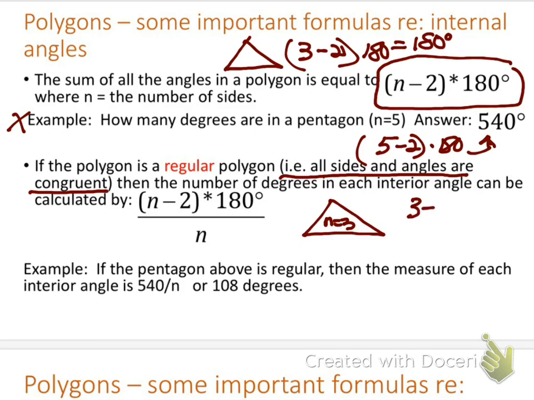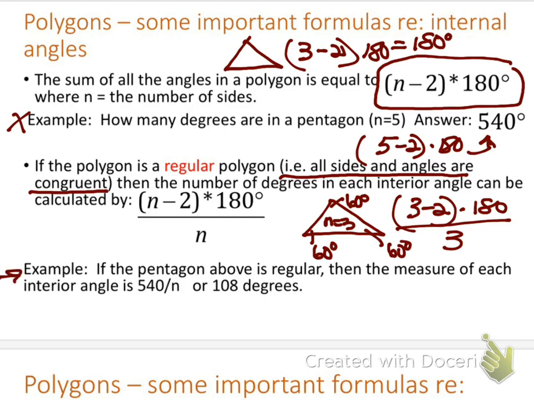So (3 minus 2) times 180 divided by 3 should give me 60. So if you have an equiangular or equilateral triangle, you will have 60 degrees in each of the corners. Okay, and then I go through an example of a pentagon. So you want to memorize that formula.